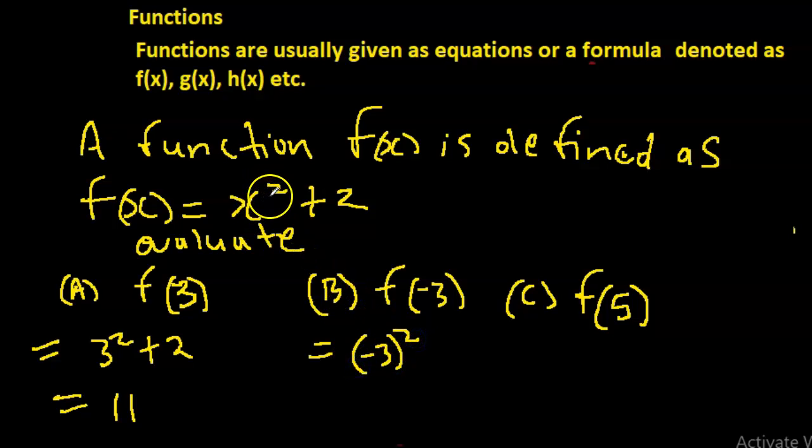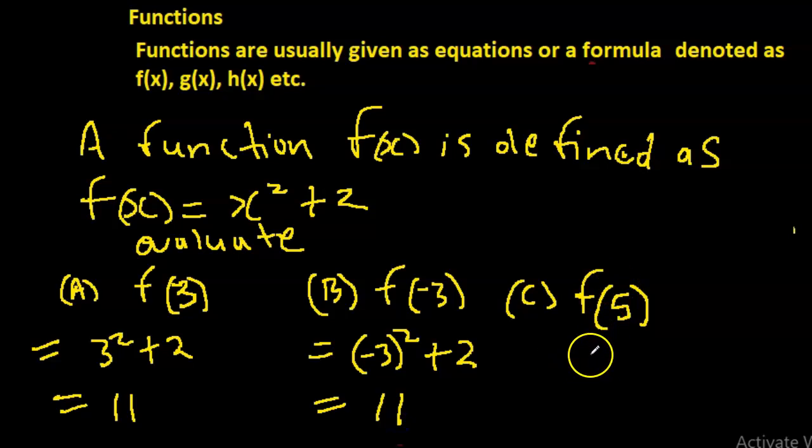Replace x with minus 3, so minus 3 squared plus 2. Now, when you square a negative real number, of course, the value is positive, right? So minus 3 squared means minus 3 times minus 3, that's positive 9. And positive 9 plus 2, that's 11.